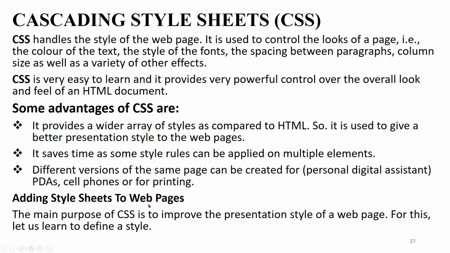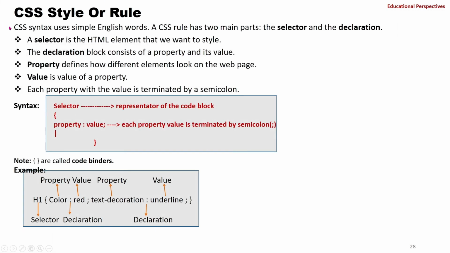Adding style sheets to web pages. The main purpose of CSS is to improve the presentation style of a web page. For this, let us learn to define a style. So, how do you define a style? CSS style or rule. CSS syntax uses simple English words. A CSS rule has two main parts: one is the selector and the other is the declaration.